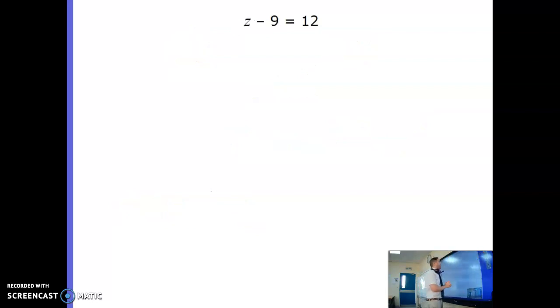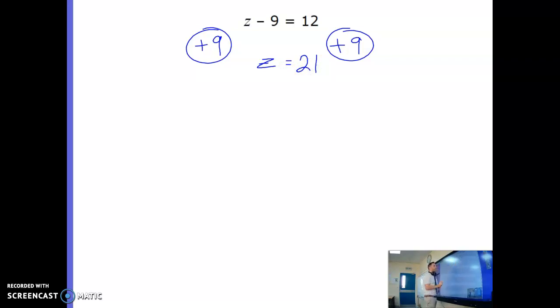Another example. Here we have z minus 9 equals 12. You might want to pause and have a go at this yourself, but I'll just rattle on. Here we go. z, another number, we're calling it z. Take away 9 equals 12. The opposite of take away 9 is add 9. So to both sides, I add 9. z minus 9 add 9 is just z. And 12 add 9 is 21.